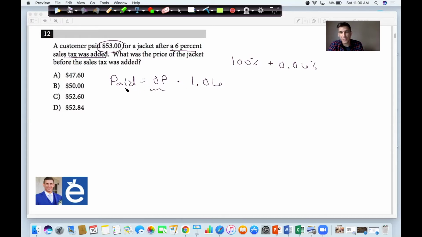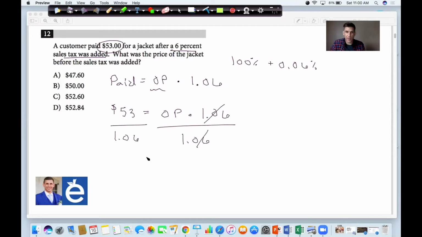Now you see how this is so much easier to do. If I have $53 equals what was the original price times 1.06, then I can just divide both sides by 1.06, like this. And then my 53 divided by 1.06 is going to give me $50. Yep, so this should be my original price here. So B should be my answer.